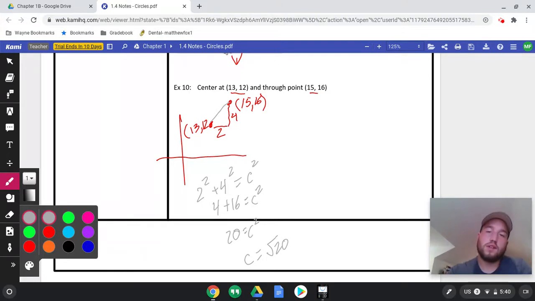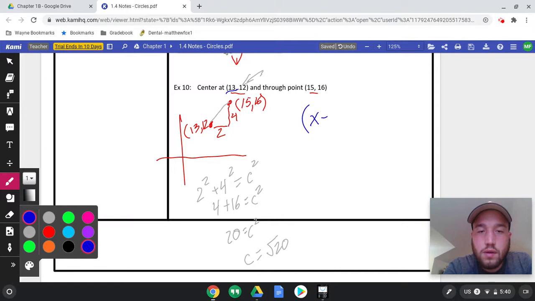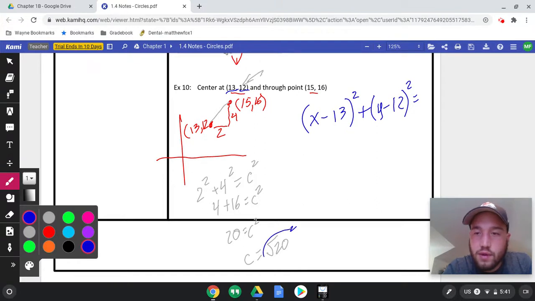Okay, now our center we already know is given to us right there. So to write our equation, we just do the quantity of x minus, right here, 13 squared plus the quantity y minus 12 squared will equal, if we take the square root of 20 and we square it, this will cancel out. We're left with 20.